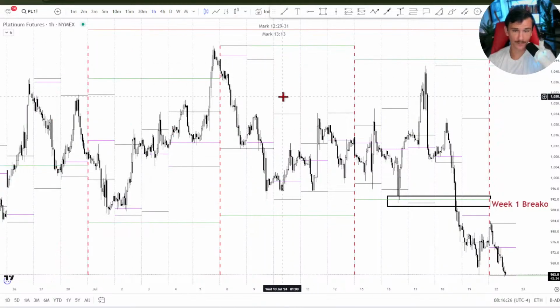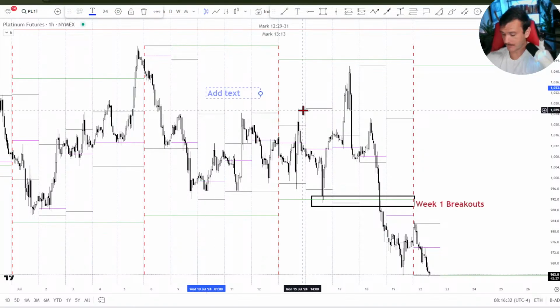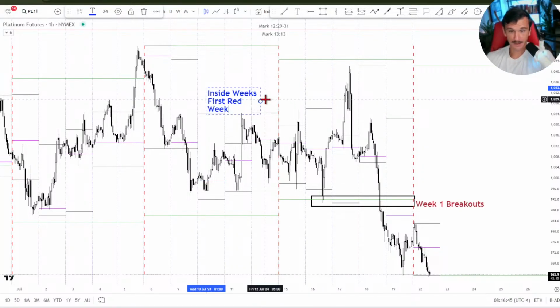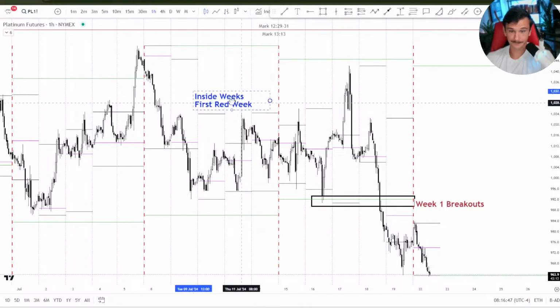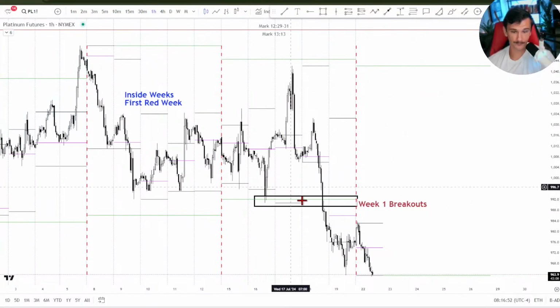All right, so we had a first red week and an inside week over here 2 weeks ago. Inside week. In fact, I'll put that up there because that is important information. First red week. Boy, if my typing skills get any worse. There we go. Okay, we had an inside week and a first red week, and then now this previous week we had week one of breakouts down.